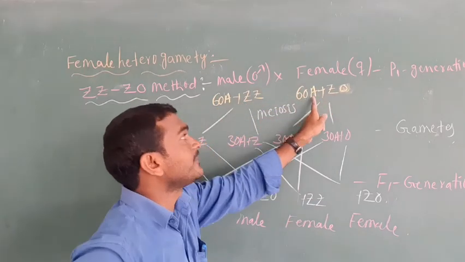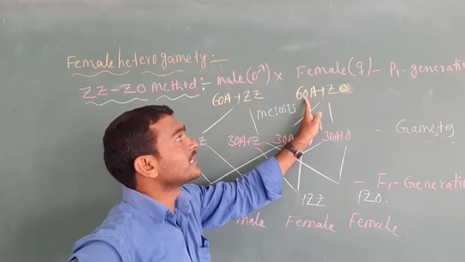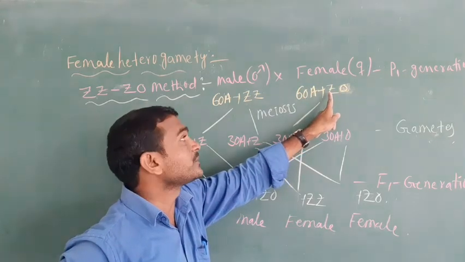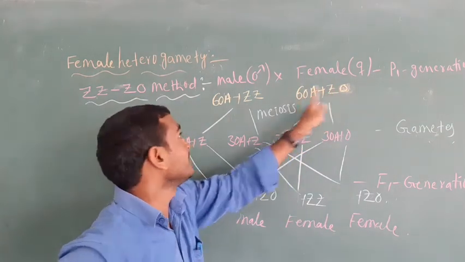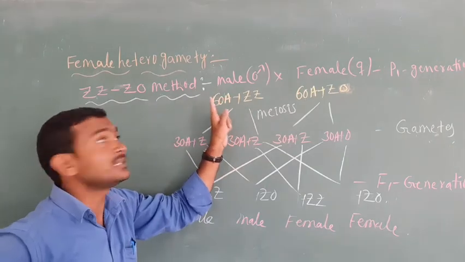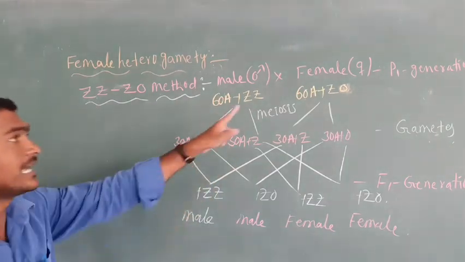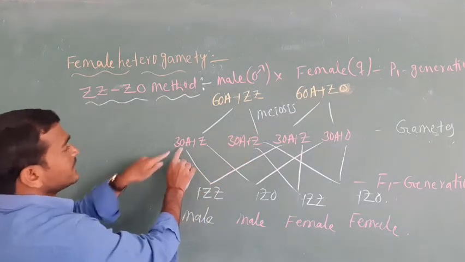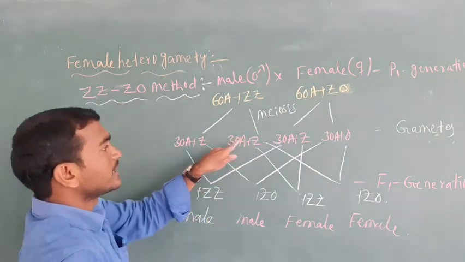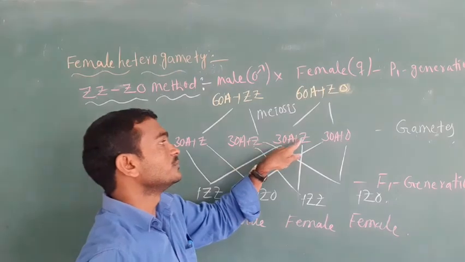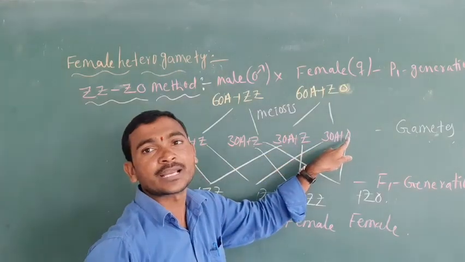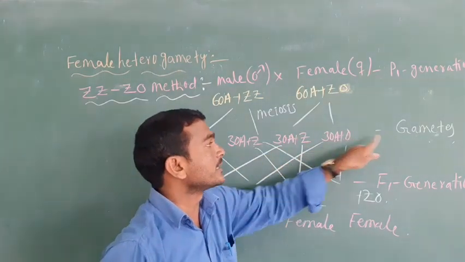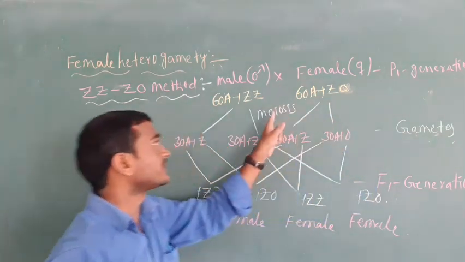But in the female, how many? The 60 autosomes, 1 allosome, which means 61. Here the males have 62 chromosomes. Now see here the lack of 1 chromosome over there. See here after the meiosis, 30 autosomes plus Z, 30 autosomes plus Z, 30 autosomes plus Z, 30 autosomes plus 0. Lack of the 1 allosome. This is called gametogenesis after the meiosis.